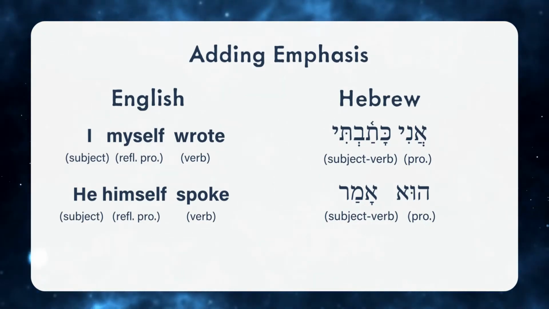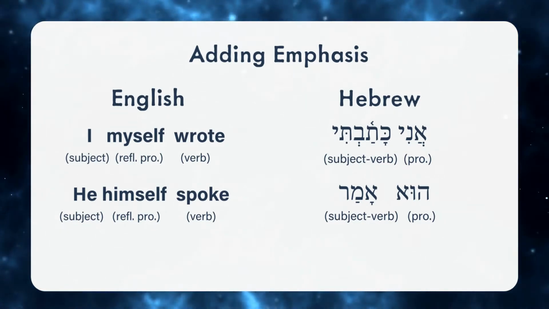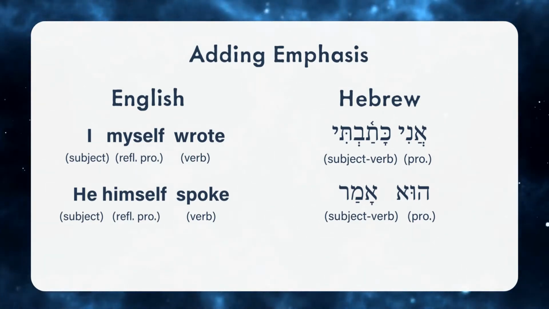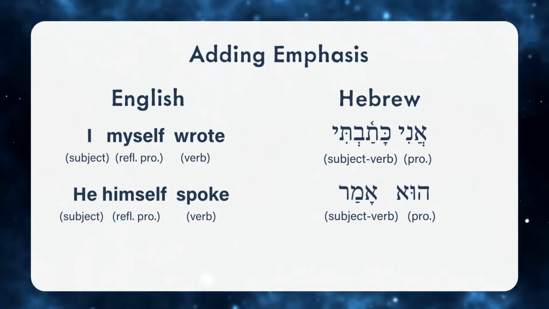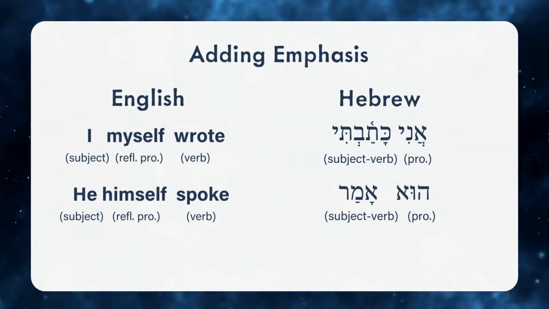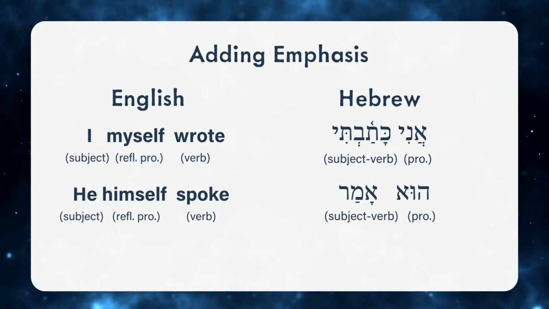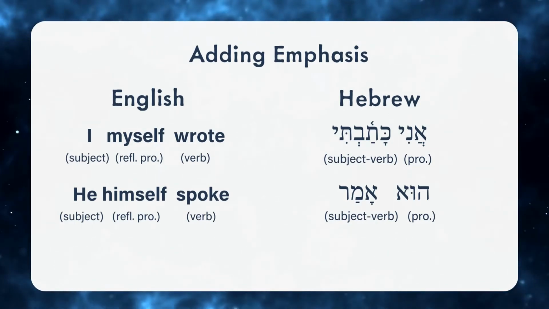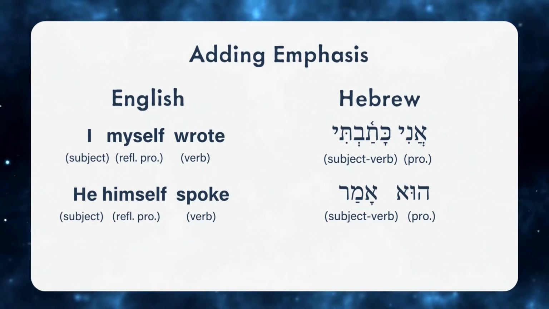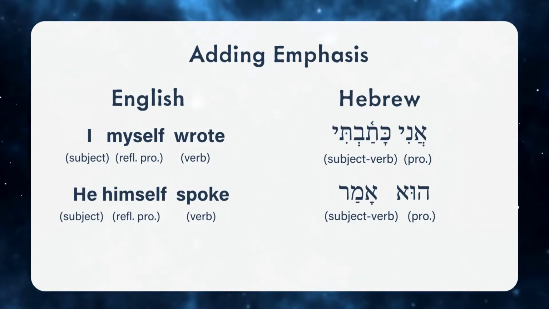So you see here on the left-hand side in English, if I wanted to say I myself wrote, like I myself did the writing, I didn't have a ghostwriter. I didn't dictate it to somebody who then wrote it for me. I wrote it all by myself. In Hebrew, I can emphasize that by adding the pronoun ani before that verb. So I say ani katavti, and so that's I myself wrote. Or I could add the pronoun hu in front of amar. So that's he himself spoke. So that's how we would indicate this emphasis, using like myself or himself, yourselves, by adding that reflexive pronoun in English. Makes sense.